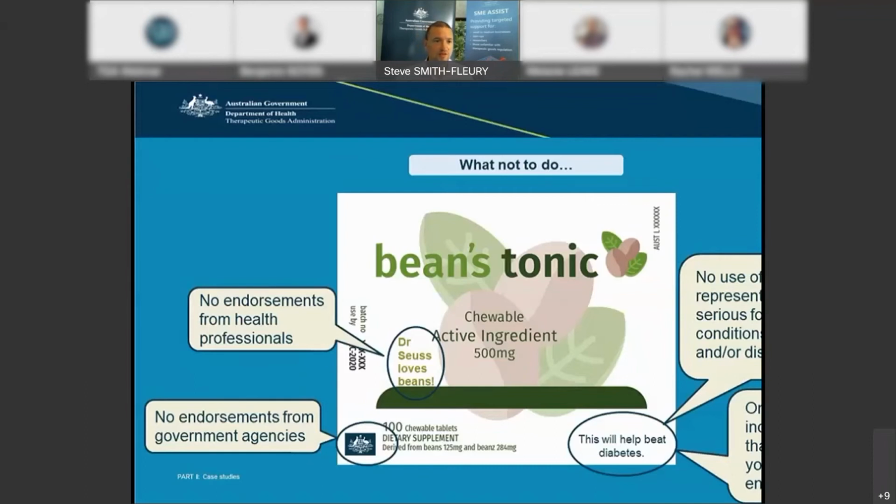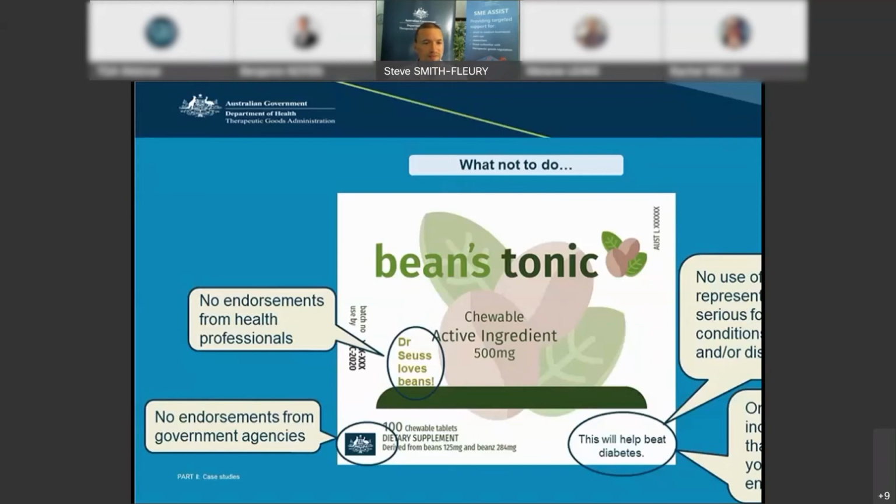So this would be a breach too. You may not reference serious forms of diseases, ailments, or conditions unless you have prior approval. We call these restricted representations. In our example here, they don't have prior approval. So using this restricted representation is also a breach.